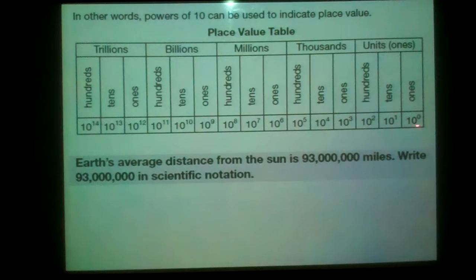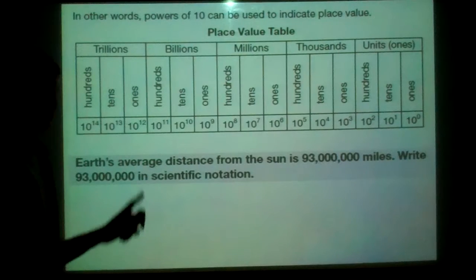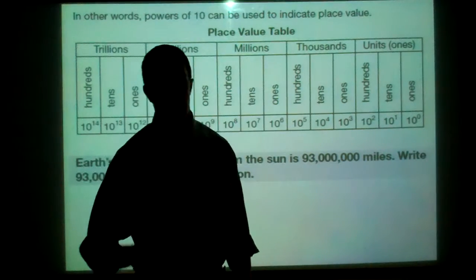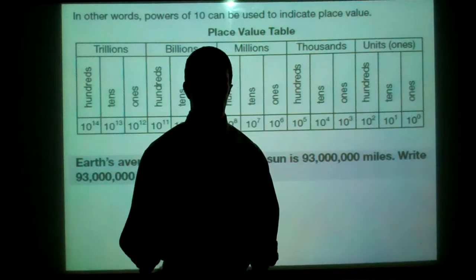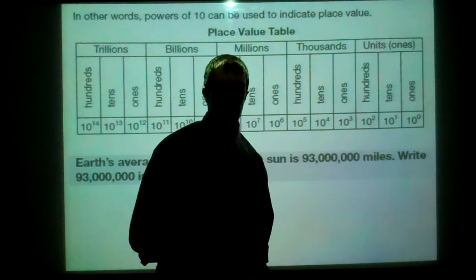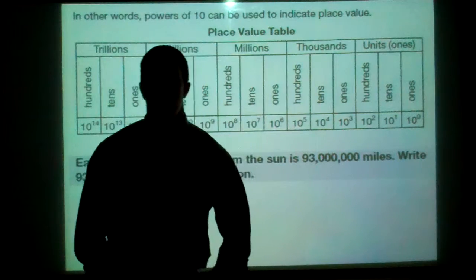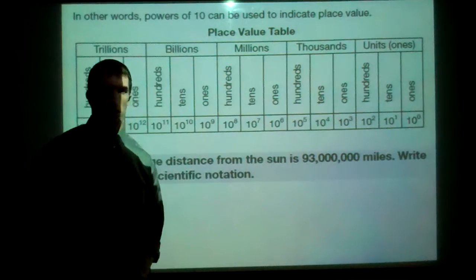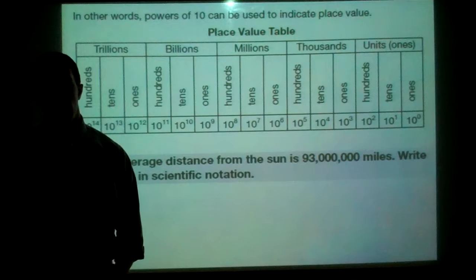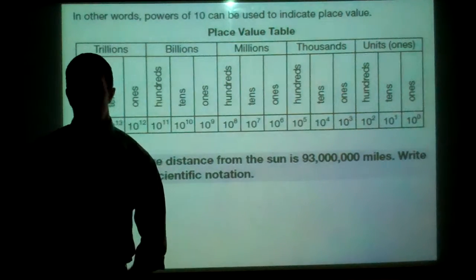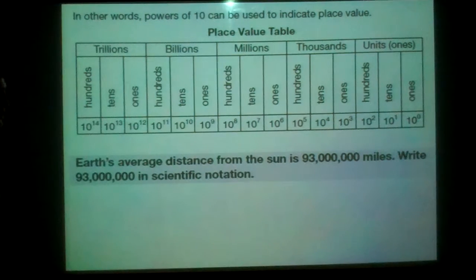So 10 to the 0 power is 1. And I'm going to say this a bunch this year. Anything to the 0 power is 1. So if you see 500 to the 0 power, that's 1. 300 to the 0 power. Negative 5 to the 0 power, it's all 1. Okay, so anything to the 0 is 1. 10 to the first is 10, 10 to the second is 100, 10 to the third is 1,000. Keeps going all the way up to 100 trillions, which would be 10 to the 14th.